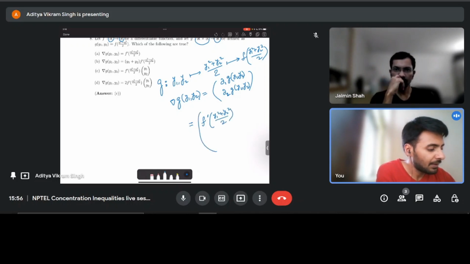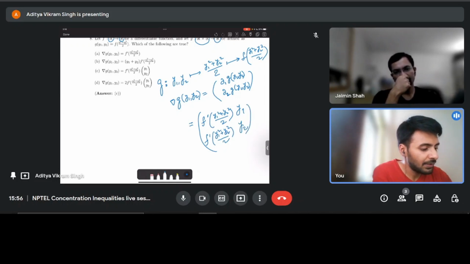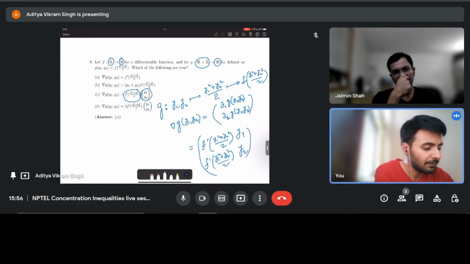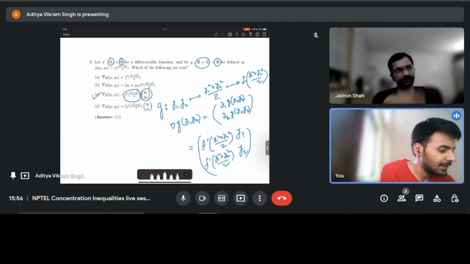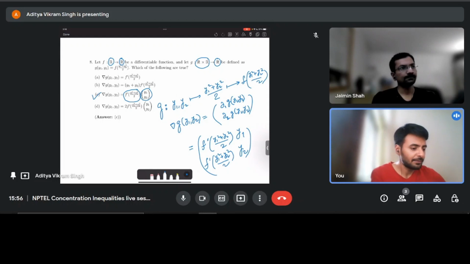Now take the derivative with respect to y1, so that would be 2y1 by 2, which is just y1. And similarly, if you do it with respect to y2, you can take this f' outside. So this is what option C is: f' outside, and you're just left with y1 comma y2. So C is correct. This is just the chain rule of derivatives.